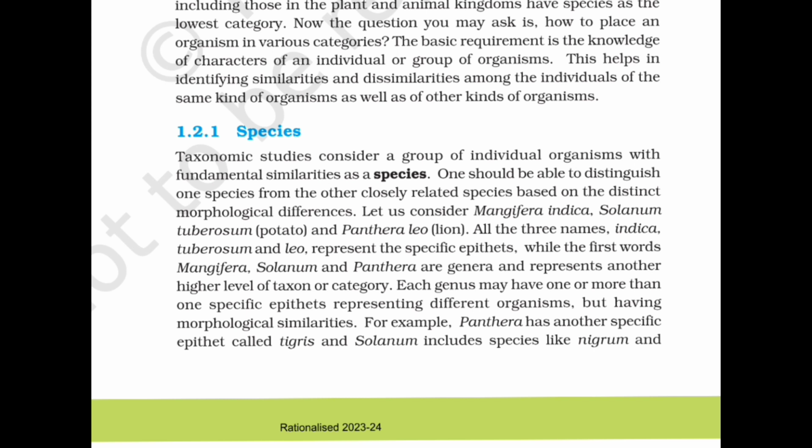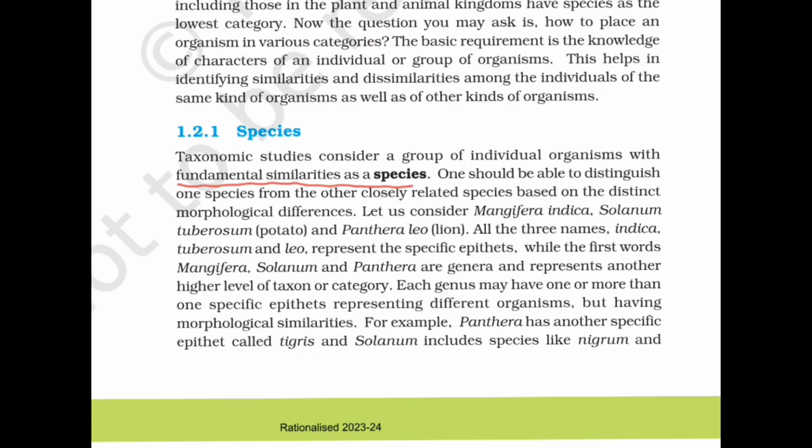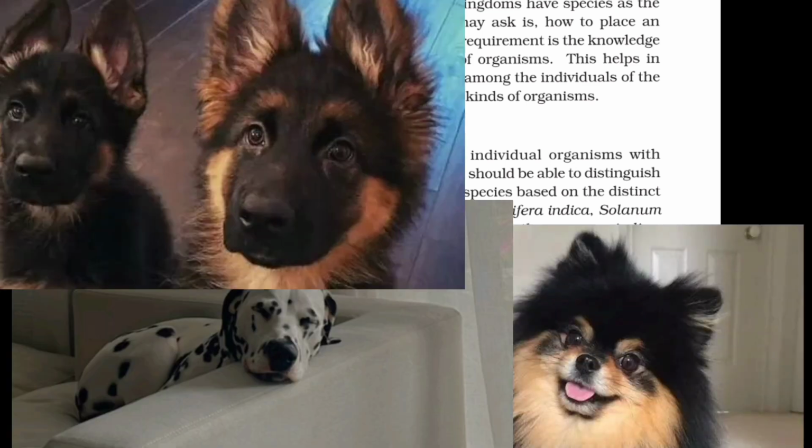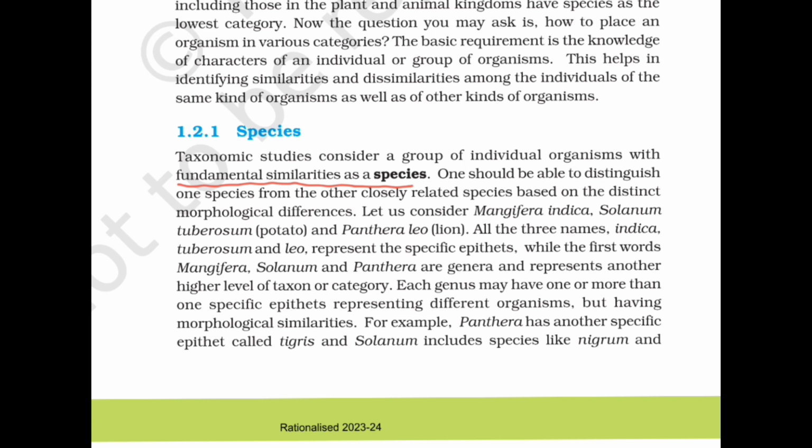Okay, species. Taxonomic studies consider a group of individual organisms with fundamental similarities as a species. All Dalmatians are Dalmatian. If you bring 3 Dalmatians in front of me, they are Dalmatian, they are a species. But if you bring dogs here of German Shepherd, Dalmatian, Pomeranian, Pitbull, everyone is different. They are dogs, but not everyone is German Shepherd. Not everyone is Pitbull. That's the difference.